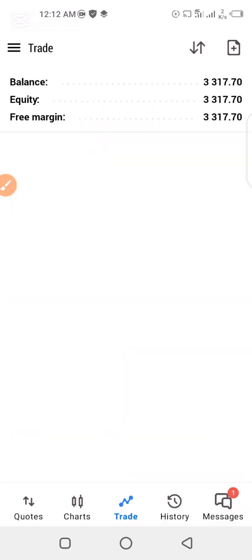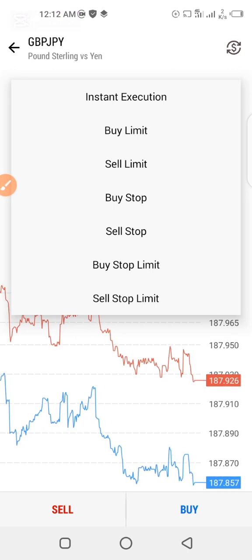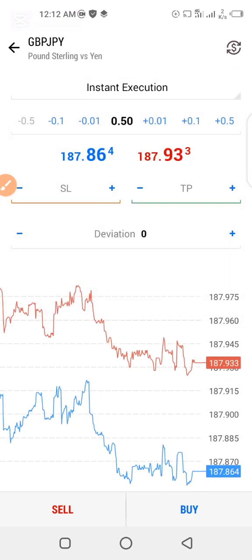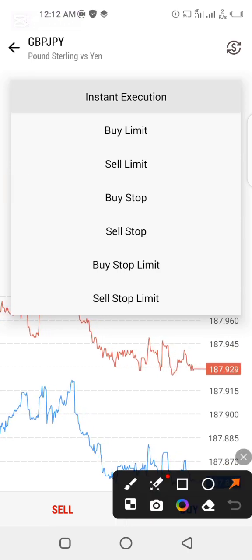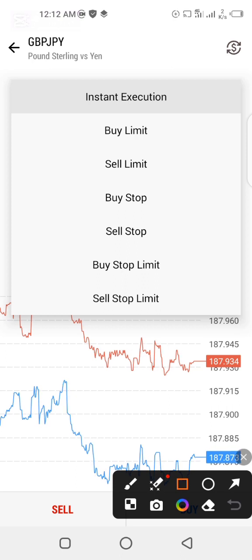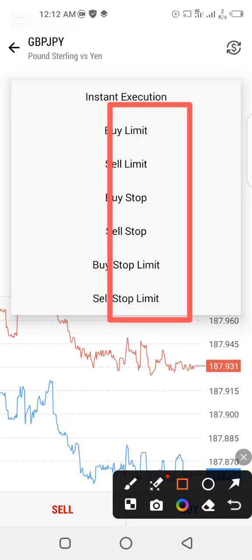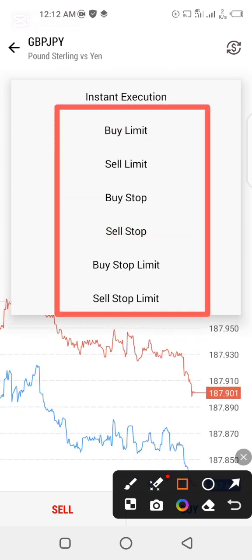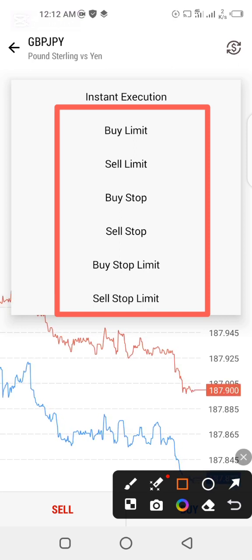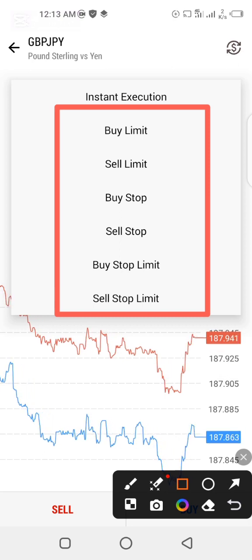So we'll go back to that place again. If you don't want to do instant execution, you can see I just clicked on that instant execution now, and it brought me back to this back office where you get to see a lot and a lot. Now inside here we have the buy limit, the sell limit, the buy stop and the sell stop.